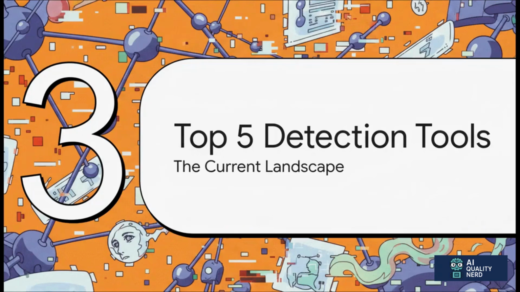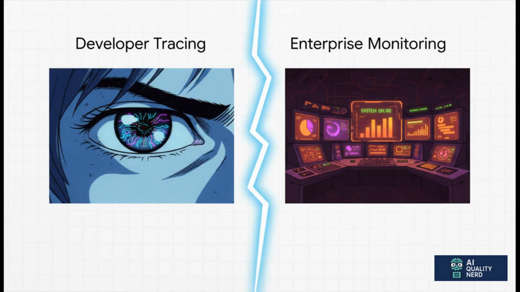Okay, with our checklist ready, let's dive in and look at some of the heavy hitters in this space. 5 of the top tools that are helping teams get a handle on this hallucination problem. Now, one thing you've got to realize is that not all these tools are the same. They each come at the problem from a slightly different angle. Some are like a microscope.